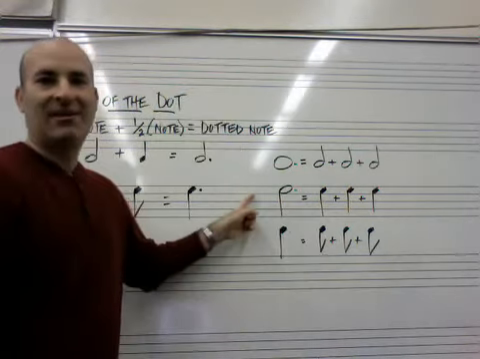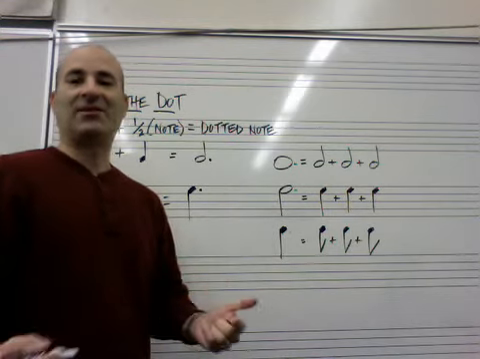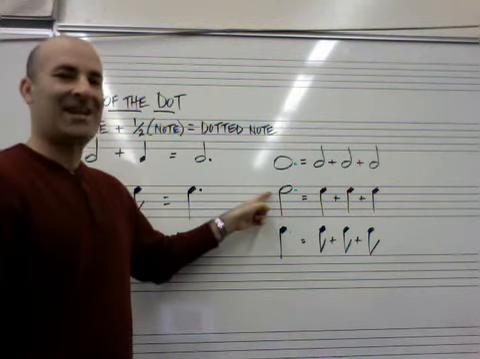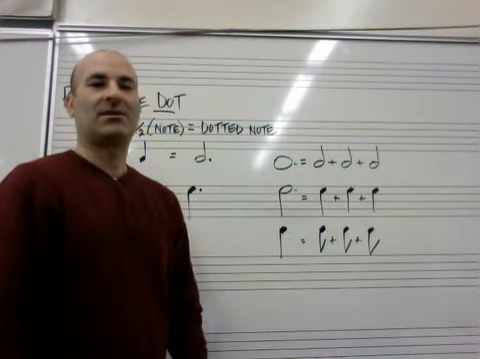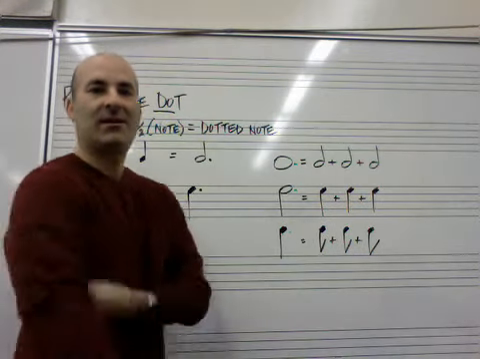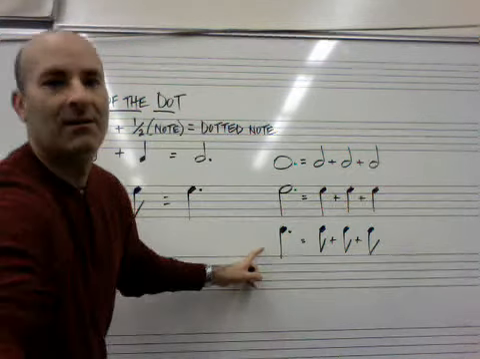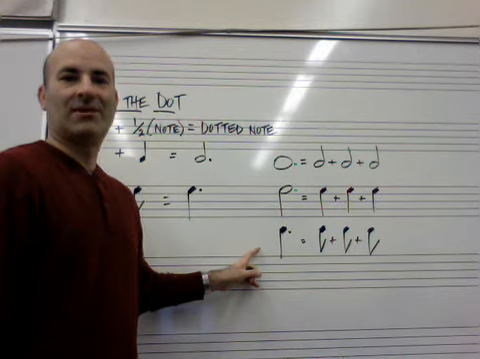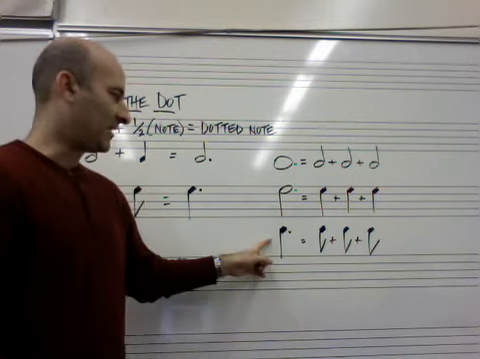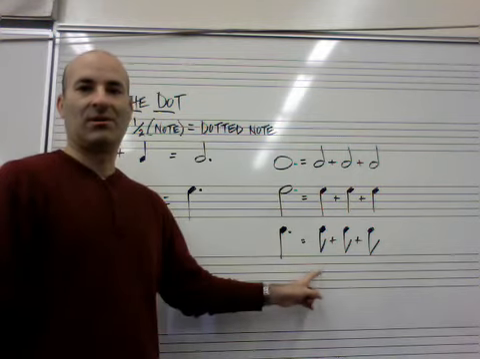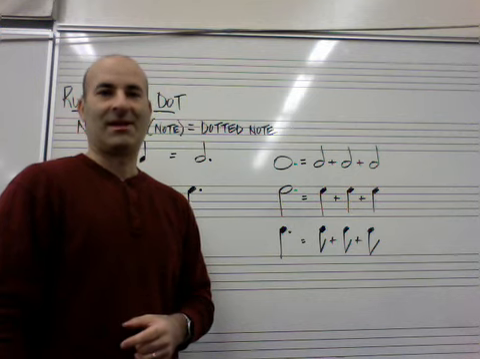Now we have a dotted half note. So the next smallest value after a half note is a quarter note. So a dotted half note is equal to the length of 3 quarter notes connected together. How about one more? Here's our dotted quarter note. So the next smallest value after a quarter note is an eighth note. So we have a dotted quarter note is equal to 3 eighth notes in length. That's the rule of the dot.